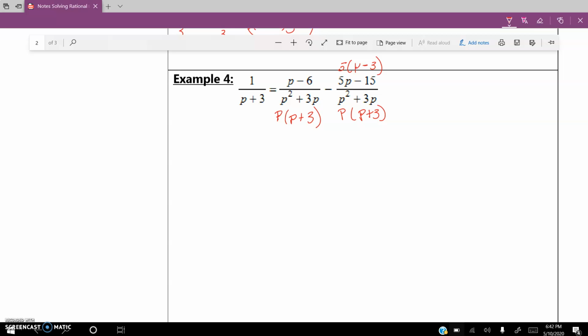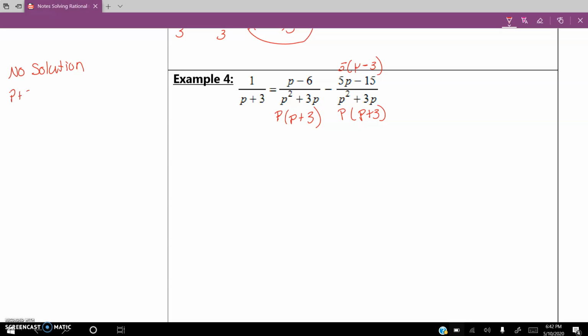So let's look at my no solutions first. Set each part from the bottom to 0. So p plus 3 equals 0. P cannot equal negative 3. And p cannot equal 0 according to the bottom of my fraction. And my least common denominator, one of everything, I have p and p plus 3.